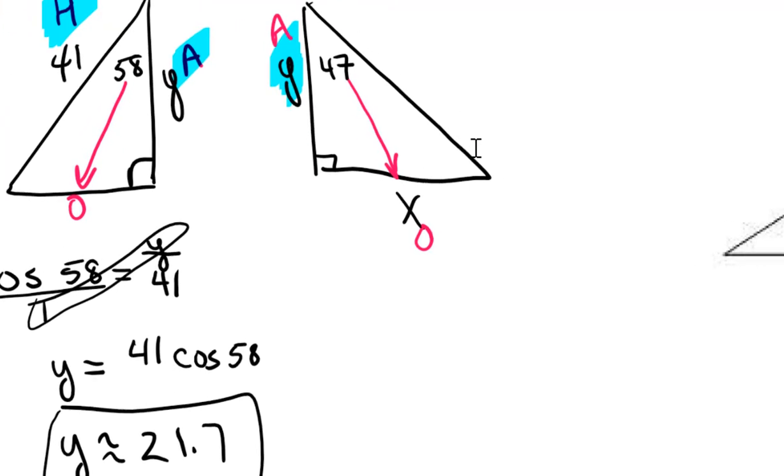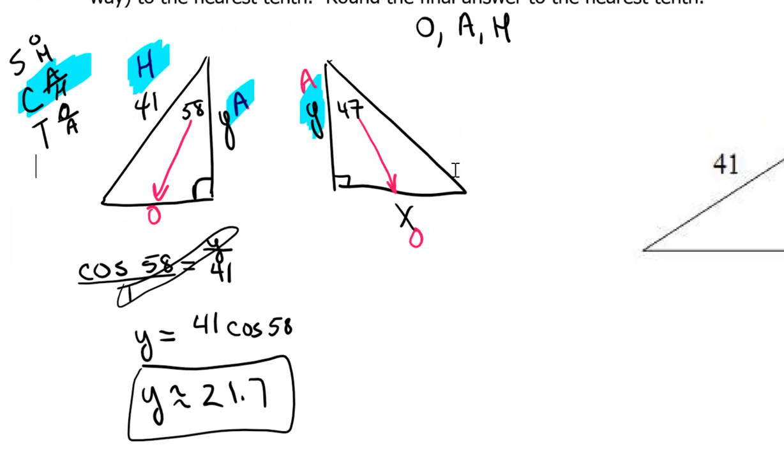So I've got these two pieces, opposite and adjacent. Now when I look at SOHCAHTOA, sine is opposite over hypotenuse, cosine is adjacent over hypotenuse, and the one that deals with opposite and adjacent, winner, winner, chicken dinner, we've got tangent for that. So to solve for the value of x, we're going to use a tangent function. The tangent of 47 degrees is equal to the opposite, x, over the adjacent, 21.7, because that was the value that we got for y.